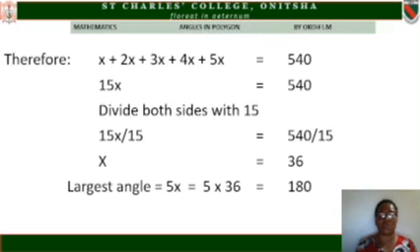Then the next question: the largest angle. The largest angle there is 5x. So 5 times 36 will give us 180.